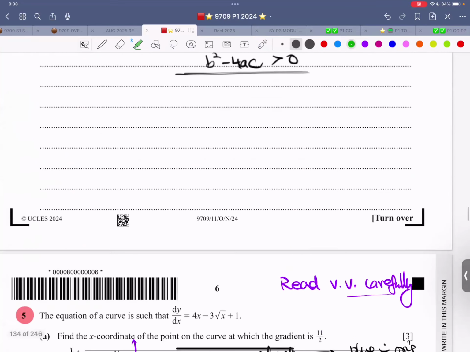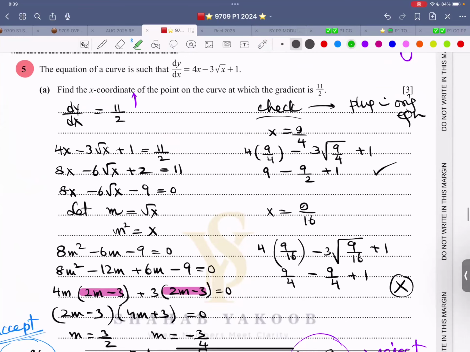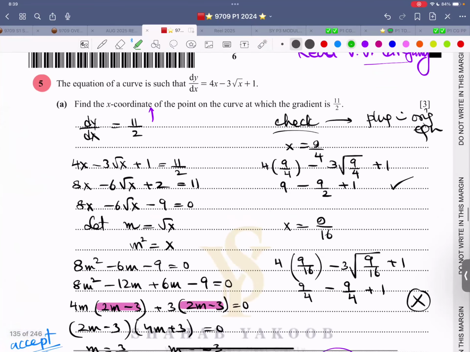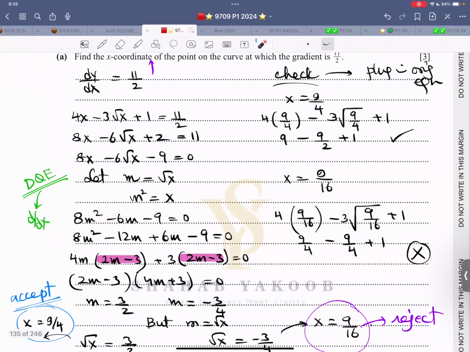This is something else. Okay. Let's have a look. The equation of a curve is dy by dx is this much. Find the x coordinate of the point on the curve at which the gradient is 11 over 2. Gradient function is there. Dy by dx is 11 over 2. Solve. And what do we have this time? We have a disguised quadratic equation. Knowledge of quadratics is assumed in differentiation. So disguised quadratic equation is used in differentiation. It's their creativity where they want to use it. So let m is equals to root x, m squared is x.